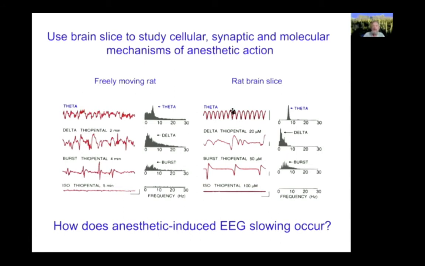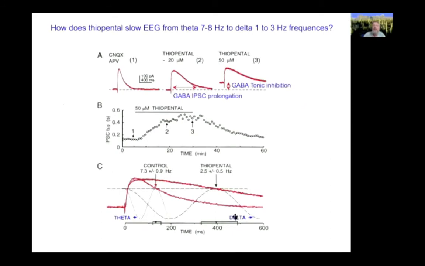So let's ask, what's the physiology behind the slowing from the theta frequency range down to the delta frequency range? Well, when we look at what thiopental does to the neurons in the brain slice, at these low concentrations that slow the EEG down to delta ranges, we see a prolongation in the inhibitory postsynaptic currents. So they last longer now than they did in the control period. They're over double, actually, in terms of their duration.